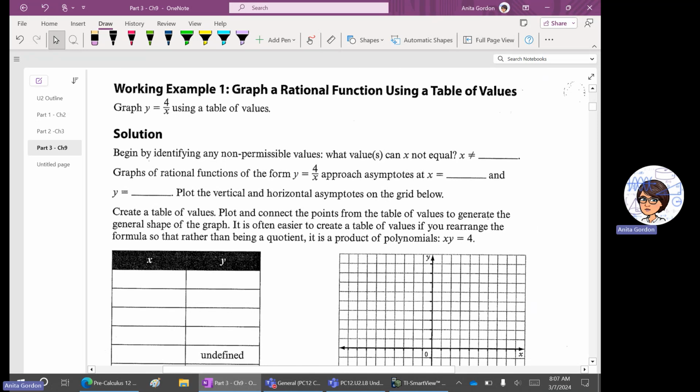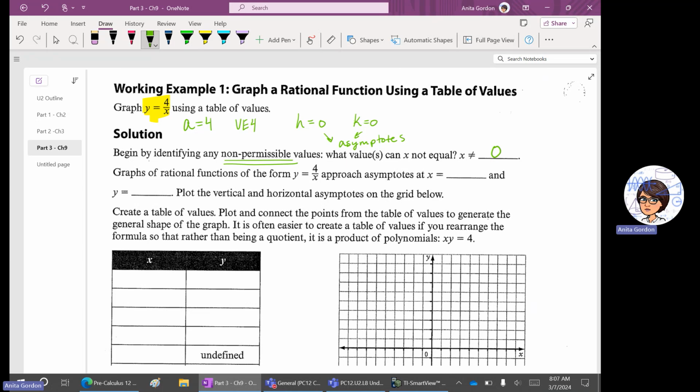In example 1, let us graph the function y equals 4 over x using the table of values. Okay, so first thing I'm going to notice here is that I have an a value of 4, which represents a vertical expansion of 4, but I have a horizontal shift of 0 and a k of 0, so I know that these are going to represent my asymptotes. Okay, so my non-permissible value: I cannot have a denominator of 0, so x cannot be 0.